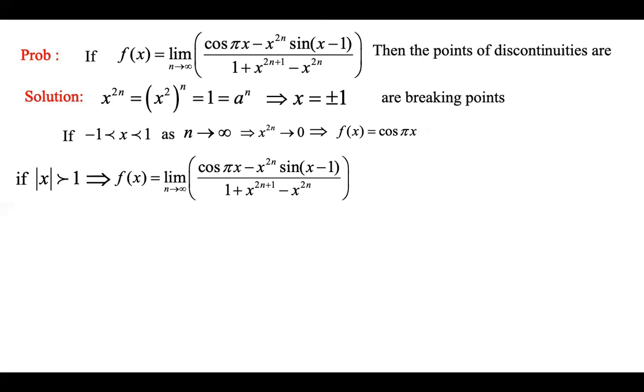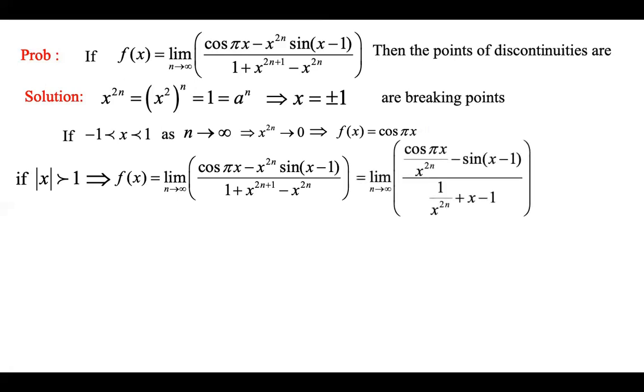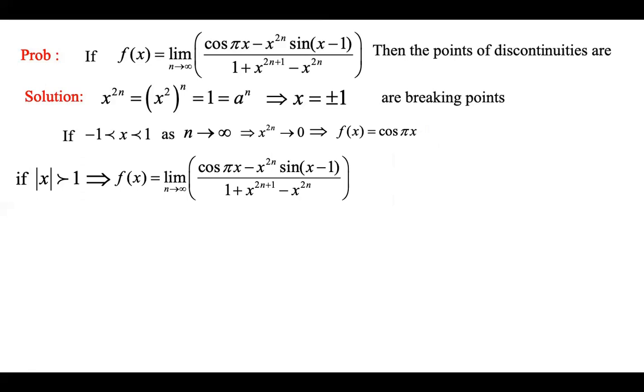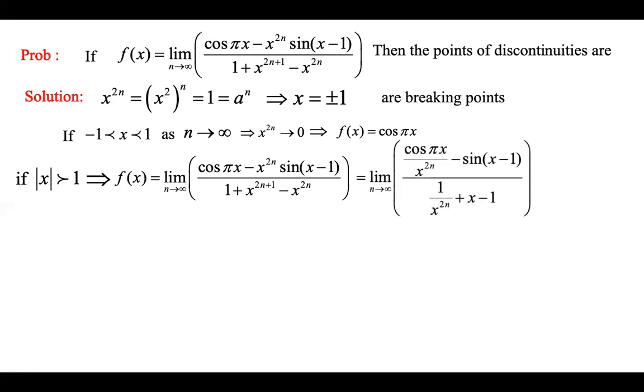To evaluate this limit, I am dividing with x to the power 2n each and every term of the numerator and each and every term of the denominator, because as mod x is greater than 1, x to the power 2n tends to infinity. So x to the power 2n is creating infinity.